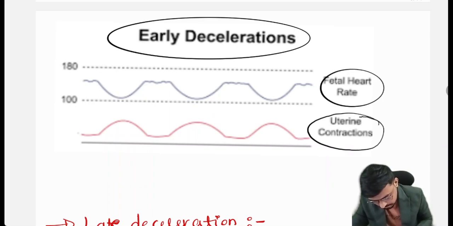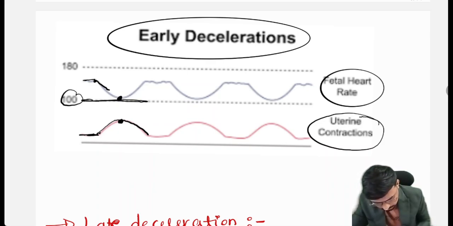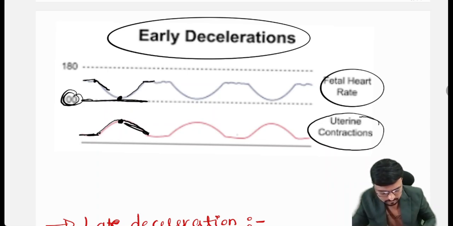Okay, so here the uterine contraction starts to begin, and again the fetal heart rate starts to decrease. Okay, so the uterine contraction is at its maximum. The fetal heart rate is at its lowest point, but it is not coming below 100. Look at this one. This is the 100. It is coming below 110, but it's not coming below 100. Then when the uterine contraction is releasing, the fetal heart rate goes back to normal. Okay, so this is the early deceleration.